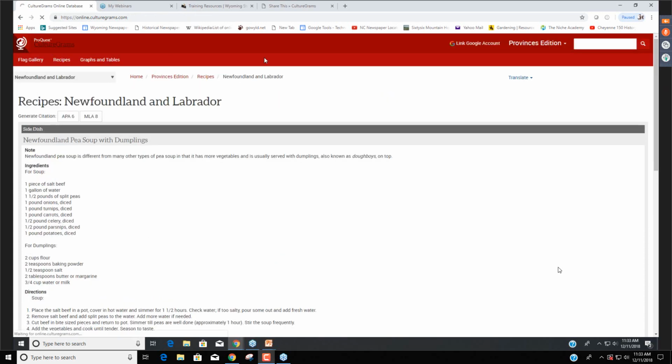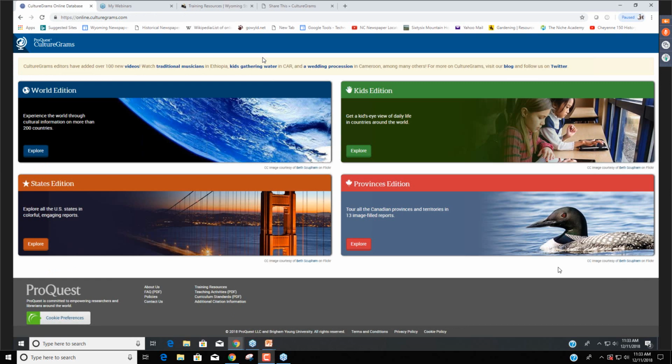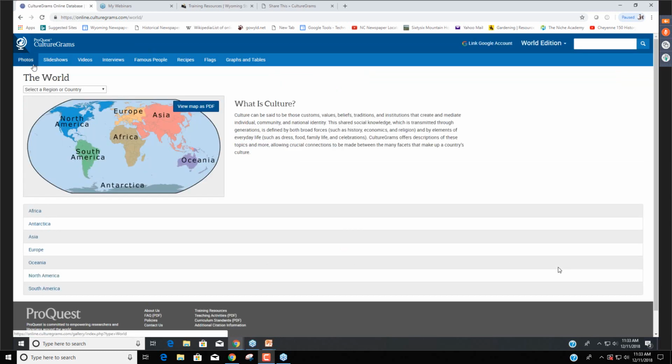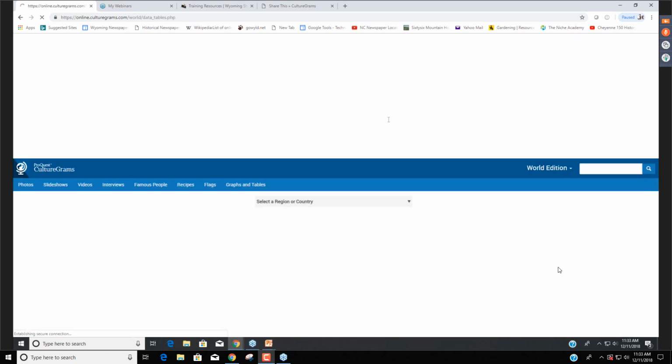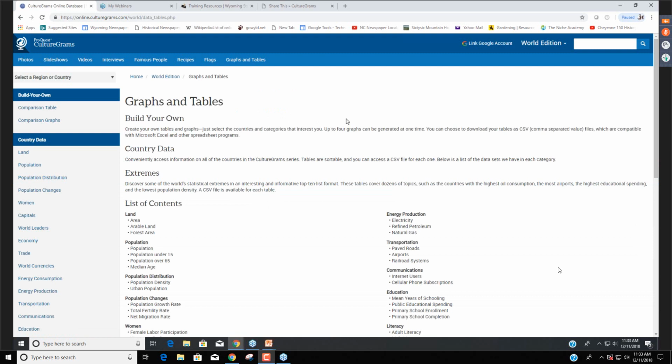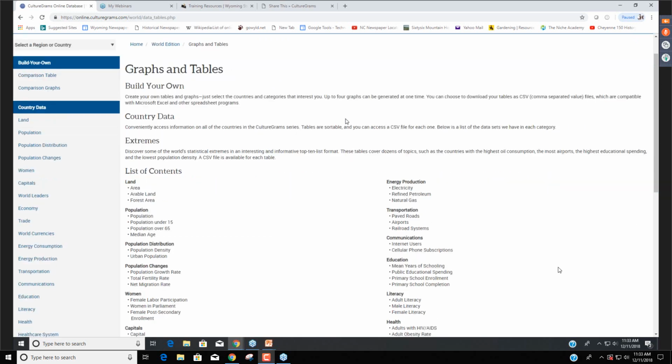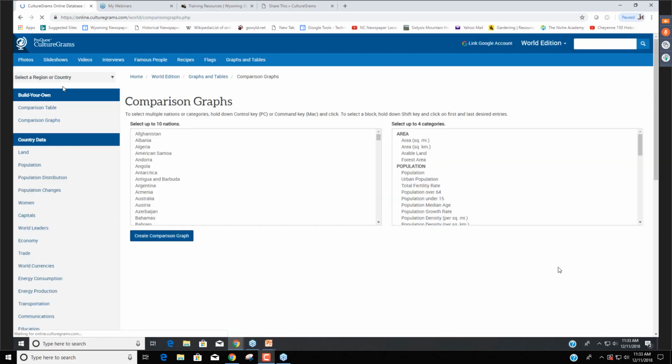Now I want to show you a few things that you can get for all of the countries. I'm going to go back into World Edition and notice these tabs across the top in blue. I'm going to start with the graphs and tables. We looked at that for the states. And now I'm going to show you the World Edition of graphs and tables. Again, we can do a table or a graph.